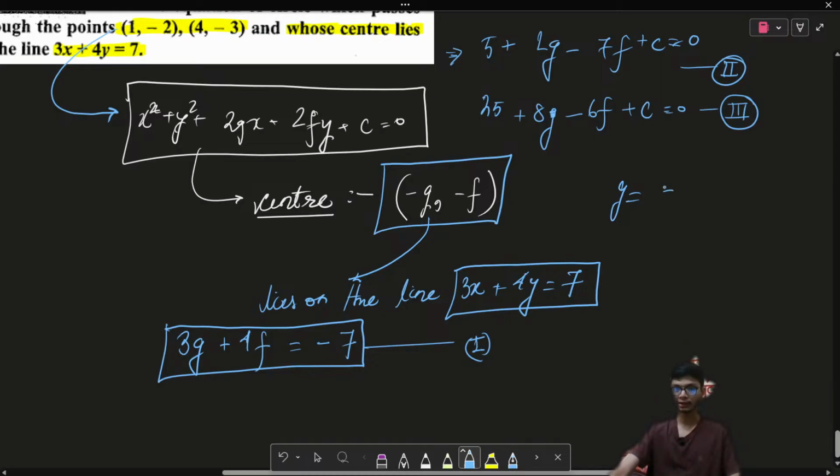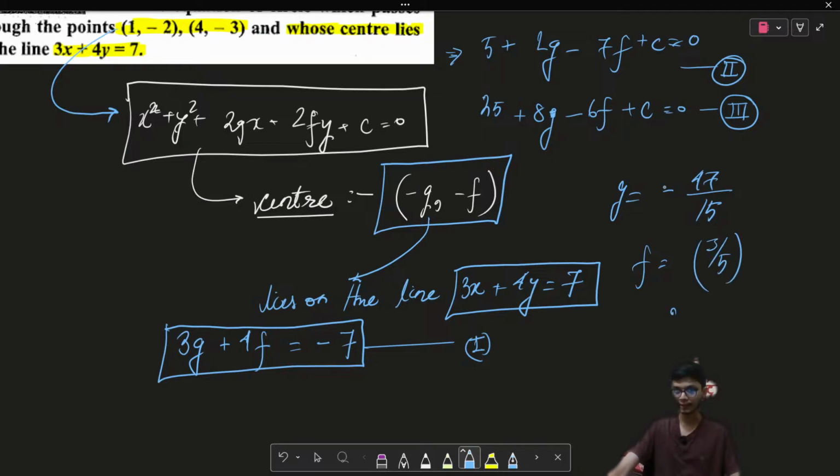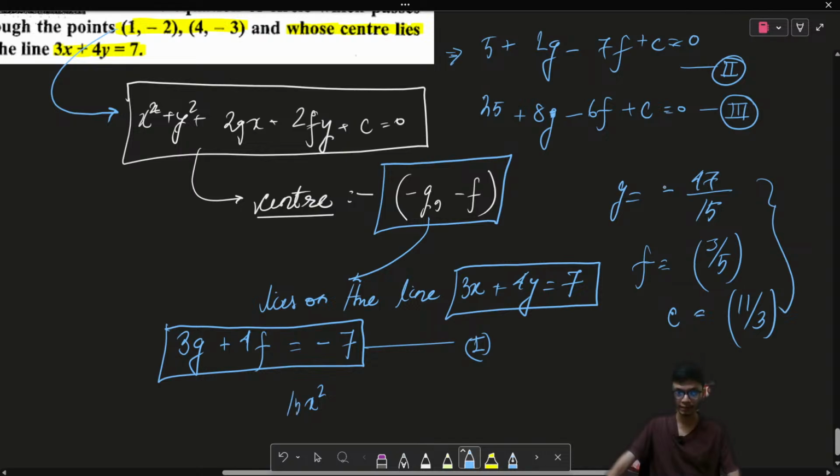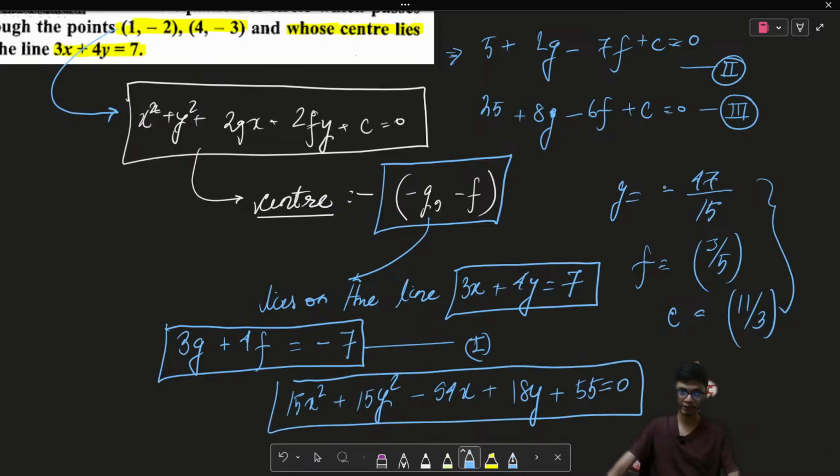Okay, so I got the value of g as minus 47 upon 15, the value of f as 3 upon 5, and the value of c as 11 upon 3. These are the three values of the unknowns which I obtained by solving the three linear equations, right? So from here I can say that the equation of the circle will be 15x square plus 15y square minus 94x plus 18y plus 55 is equal to 0. So this is the final answer for the equation of the circle. Okay, I hope this question is clear.